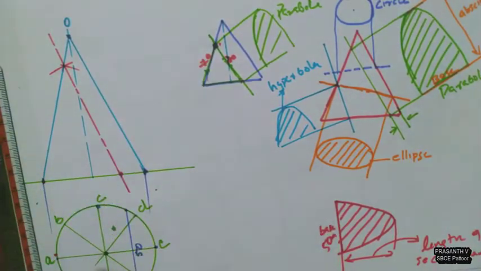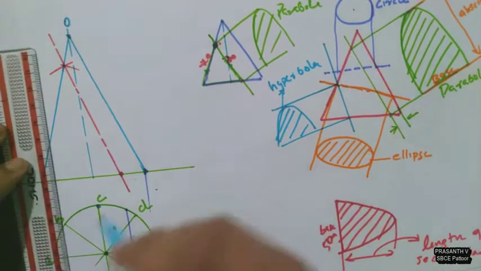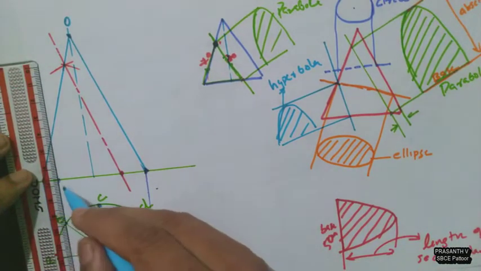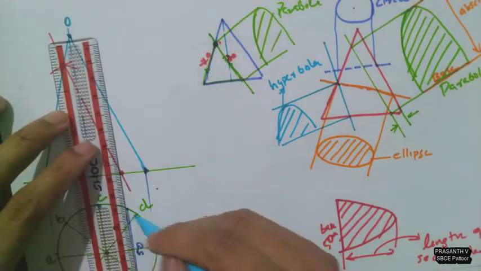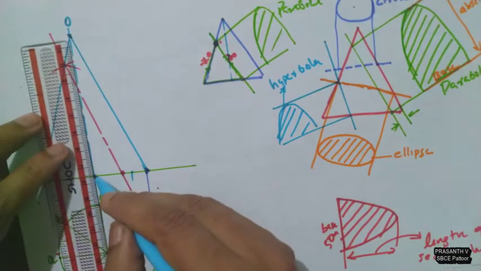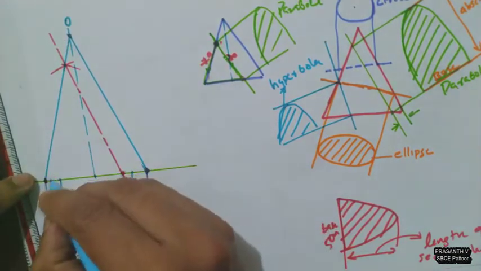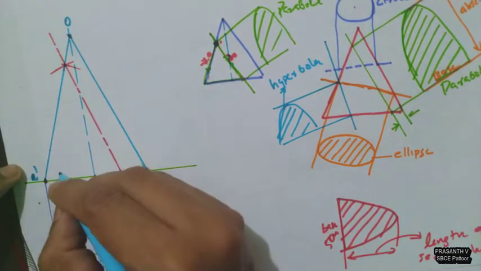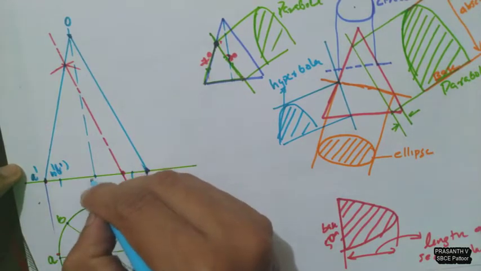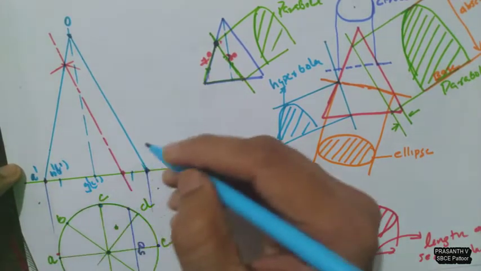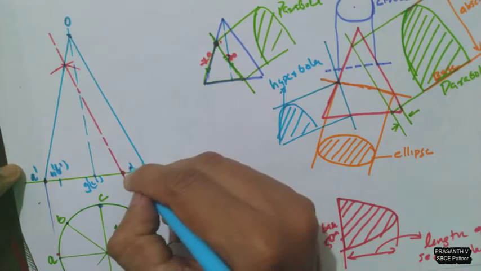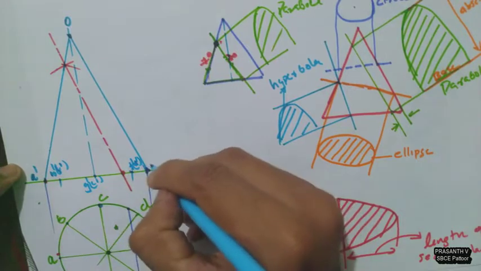Now we project all other generators also. This H and B will be here. This HB will be here. FD will be here. G and C will be here. H dash, so this is A dash. This is H dash, B dash. This point is G dash, C dash. And here it is F dash, D dash. This is E dash.